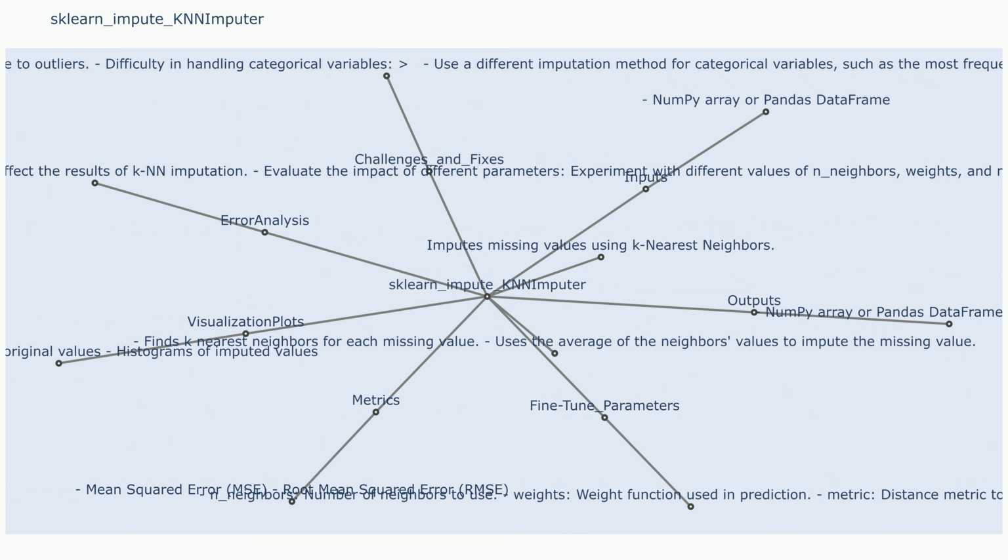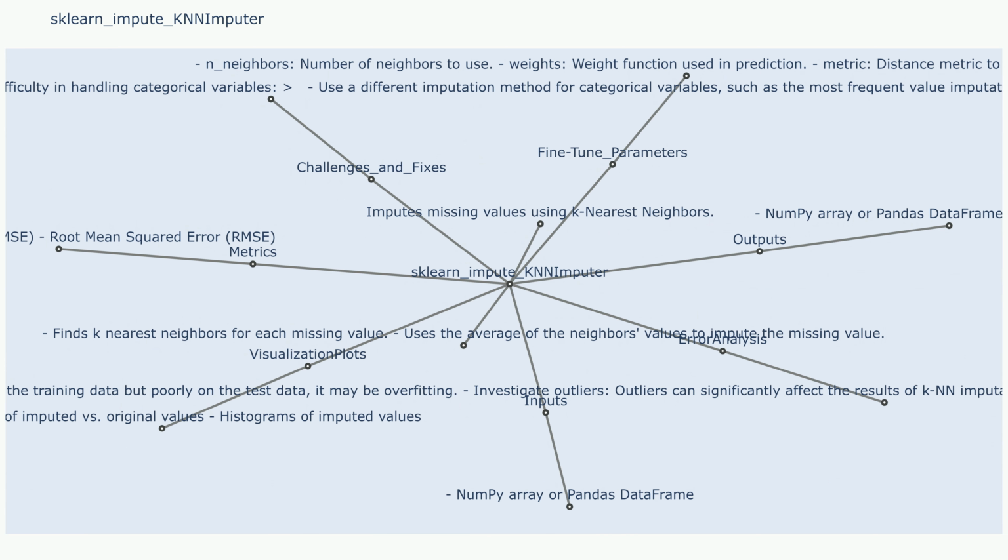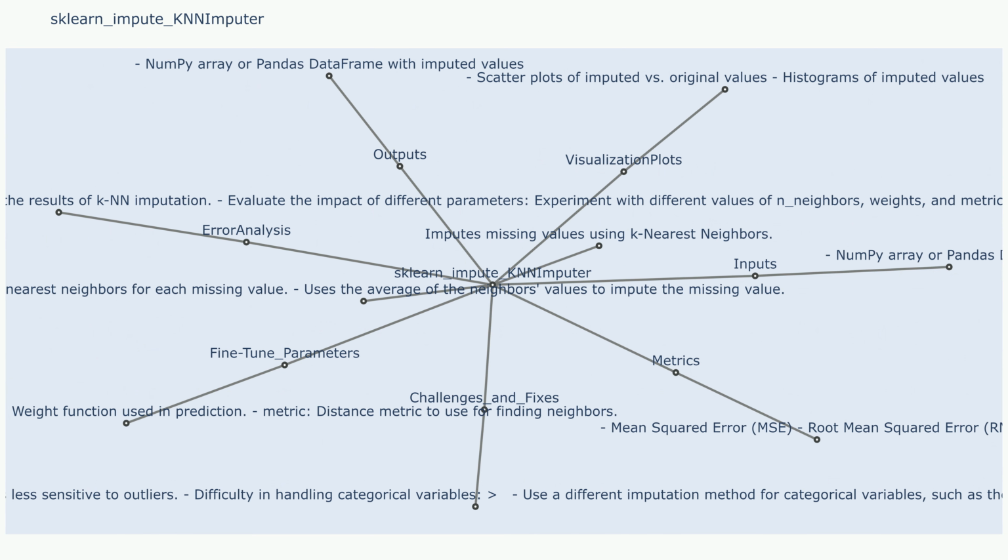Challenge 2: imbalanced data. If the dataset has an imbalance in the distribution of classes, the KNNImputer might favor imputing values based on the majority class, potentially leading to biased results. Sample use case: a dataset with a rare disease, where most data points are from healthy individuals. This imbalance could lead to the KNNImputer imputing values for diseased individuals based on the majority healthy individuals.